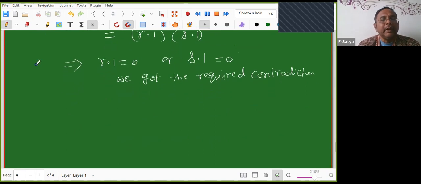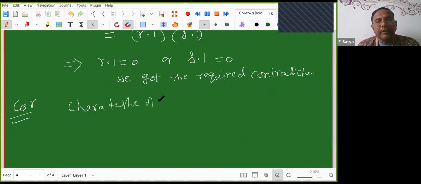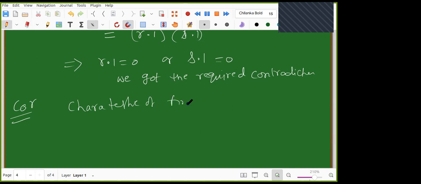So the characteristic of an integral domain is prime if it is non-zero. Then automatically it works for fields also. Now we came to know that. So as a corollary, the characteristic of a finite field is, what do you say? A prime number.